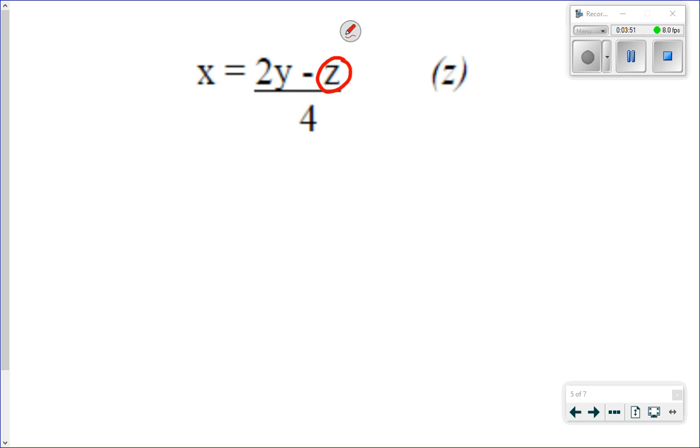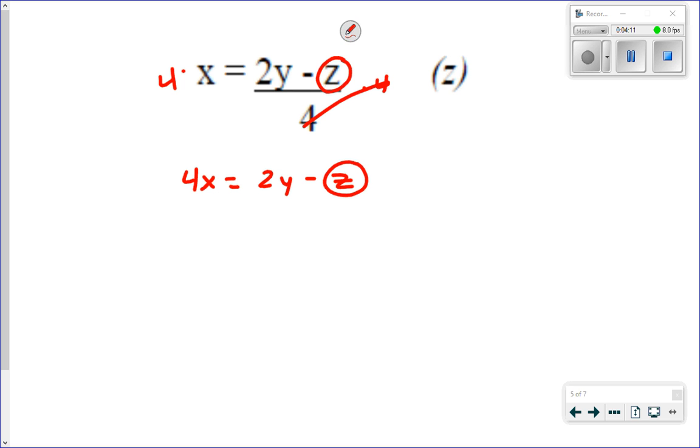So anytime we have a fraction, we've got to get rid of the fraction and get it to be in smaller terms. So first thing, the z and the 4 are being divided right now. The opposite of dividing is multiplying. So I'm going to multiply both sides by 4. So 4x equals 2y minus z.